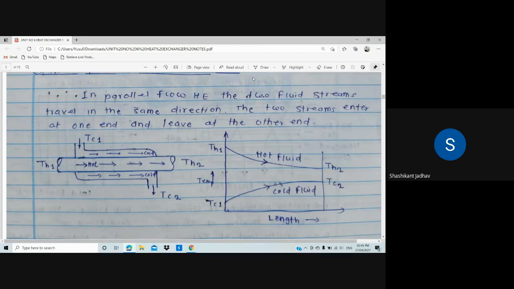Parallel flow or unidirectional flow heat exchanger. Okay, so all of you draw these two diagrams: one constructional diagram and one graphical diagram.